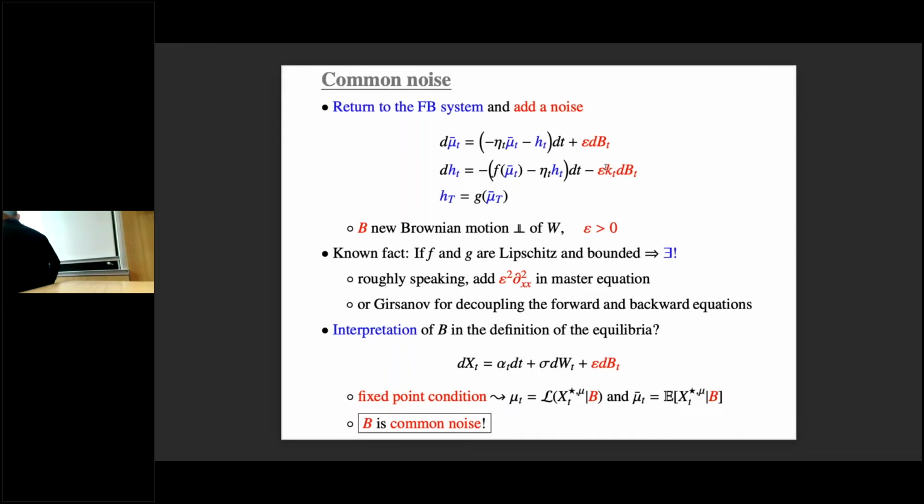Anyway, another question that you can wonder is, well, what happens when epsilon tends to zero? After all, I could wonder about selection of some solutions to the original mean field game. This could be very, very natural. This would be a kind of vanishing viscosity method.